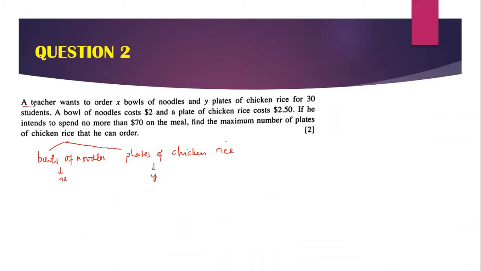So this is the first statement. X bowls, Y plates for 30 students. These are in the same dimension, right? So we can write X plus Y equals 30. Is it clear, everyone? That's the first.